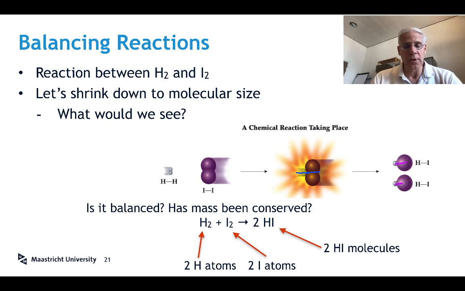So we can take a look at this reaction, not only as a drawing, but also as a chemical reaction. And so we see that we have two hydrogen atoms here in the H2 molecule, and I've got two hydrogen atoms there in my products. I've got two iodine atoms from the I2, and I've got two iodine atoms in my products as well. So we are balanced, and mass has been conserved. I've kept all of my atoms from the reactants, and they show up in the products.